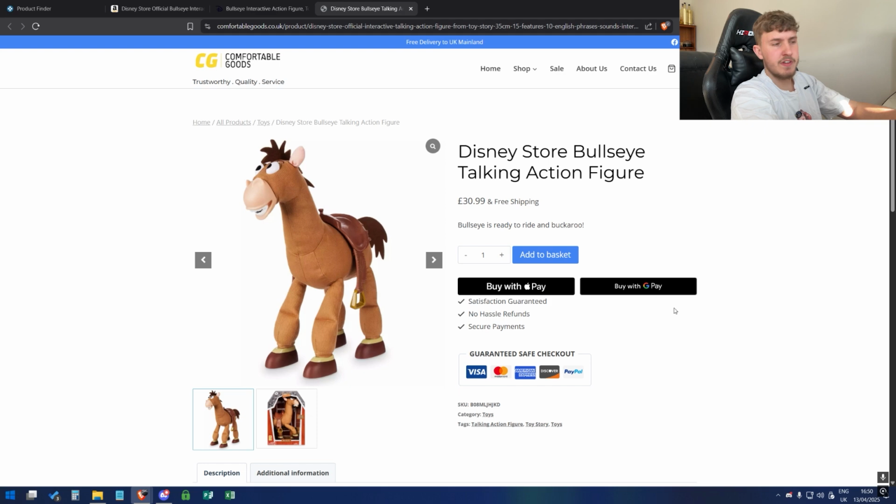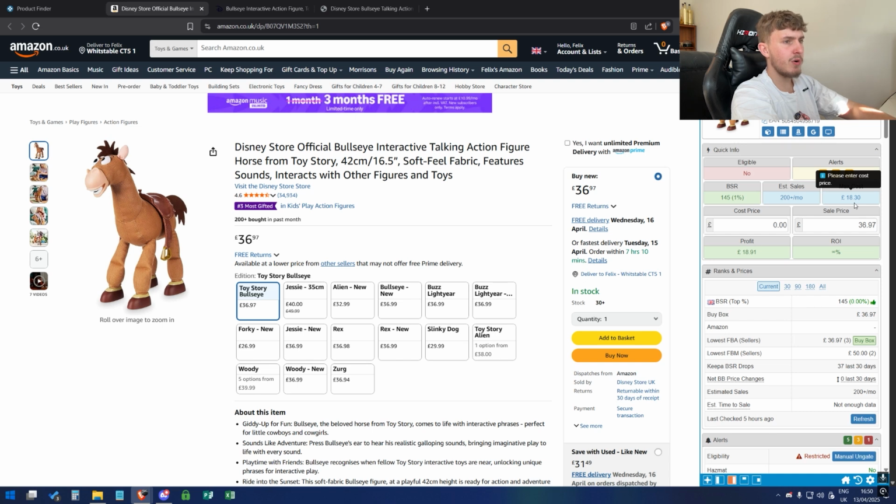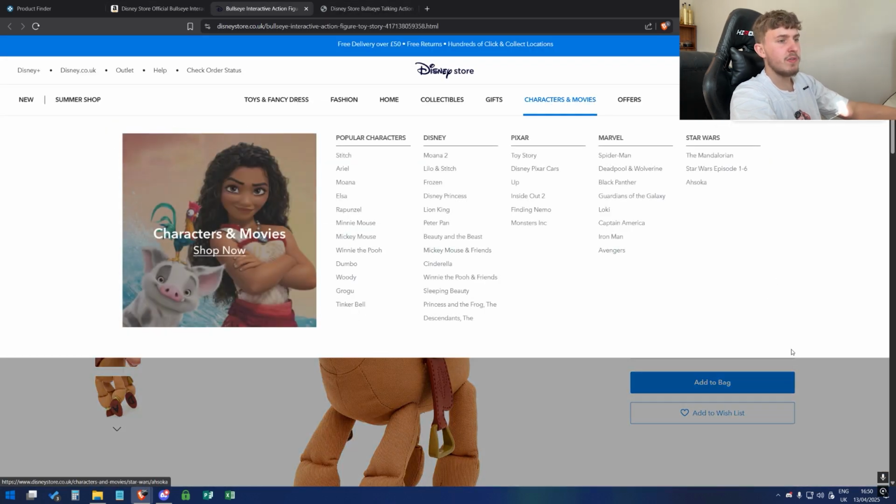Now, at neither of these sites is it cheap enough. For me, with VAT reg figures and stuff, we're going to be aiming for at least 18 quid that we want to buy it for. With a bit less fees, probably 20 quid is the maximum we can really be paying for this item to make a profit. So obviously it's not cheap enough on these stores.